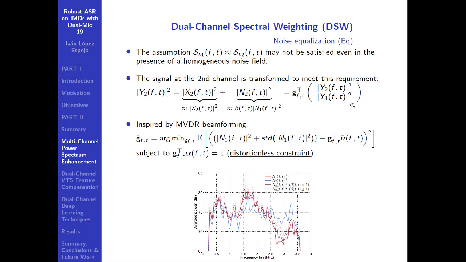Inspired by MVDR beamforming, we generate a new secondary signal from a linear combination of the dual-channel noisy observation, where in this case the optimal weighting vector is computed by minimizing the mean square error between the dual-channel noise and the noise component from the primary channel, subject again to a distortionless constraint for the clean speech signal. As we can see in this noise power graph, the equalized noise is much more similar to the noise component from the primary channel than that from the secondary channel.